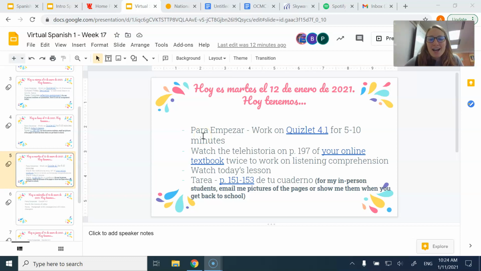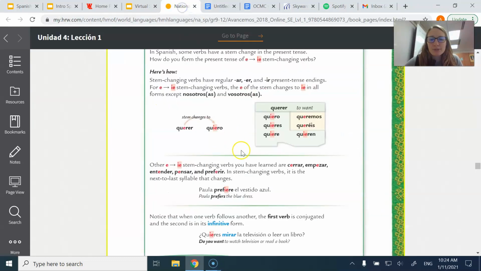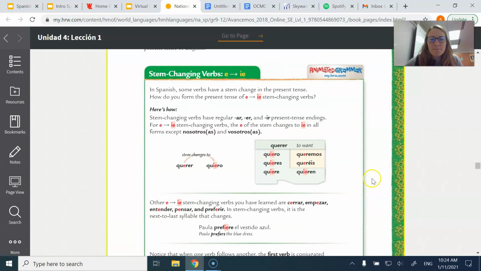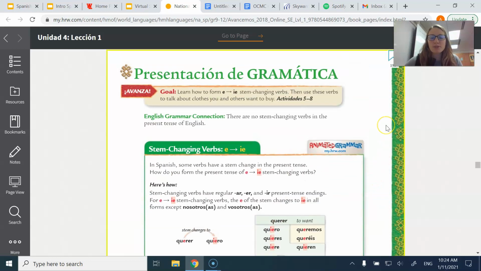So anyway, what I want us to do is flip to page 199. And today we're going to learn about stem changing verbs. So all of the verbs that we have learned so far are regular verbs. So here we're going to learn about some irregular verbs. Well, there's actually so many of them that you might not even consider it irregular, but it's just different from our normal conjugation. So let's look at this.